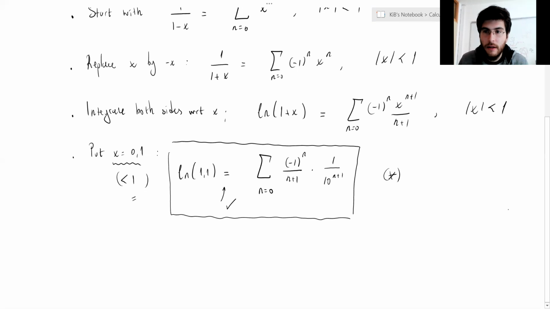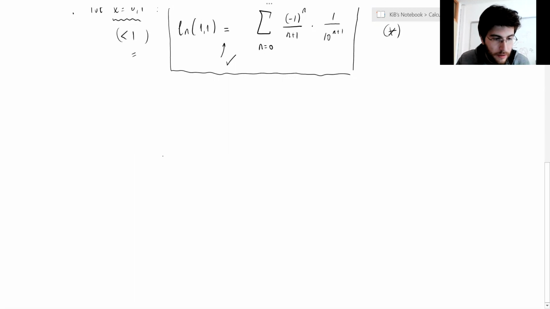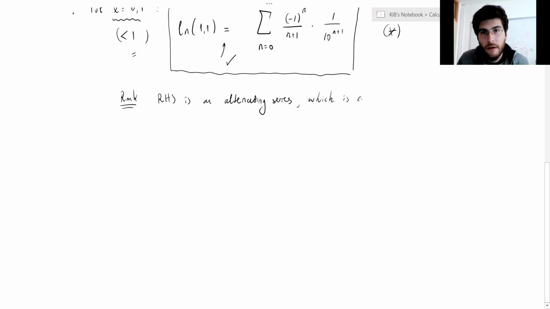We will use it. Remember, on the right-hand side, you have an alternating series, right? So, remark here, the right-hand side is an alternating series, which is convergent. So you have a convergent alternating series. You can easily check, for instance, by using the alternating series test. Fine.